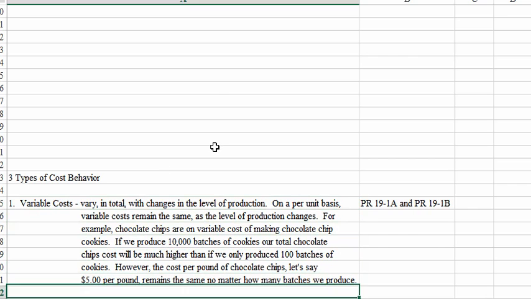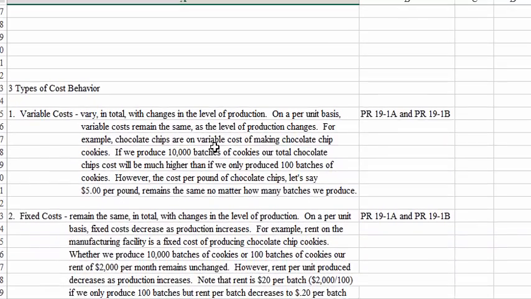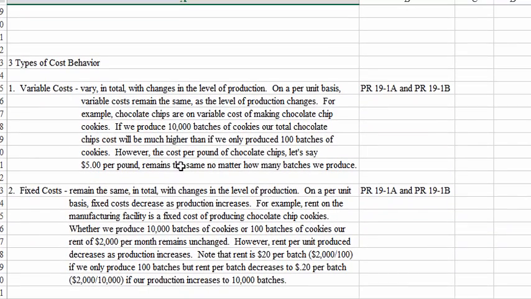Okay, let's look at the next one. It's fixed cost. Okay, fixed costs remain the same in total with changes in the level of production. On a per unit basis, though, fixed costs decrease as production increases. For example, rent on the manufacturing facility is a fixed cost of producing chocolate chip cookies. Whether we produce 10,000 batches of cookies or 100 batches of cookies, our rent of $2,000 per month, which I just pulled out of the air, remains unchanged.